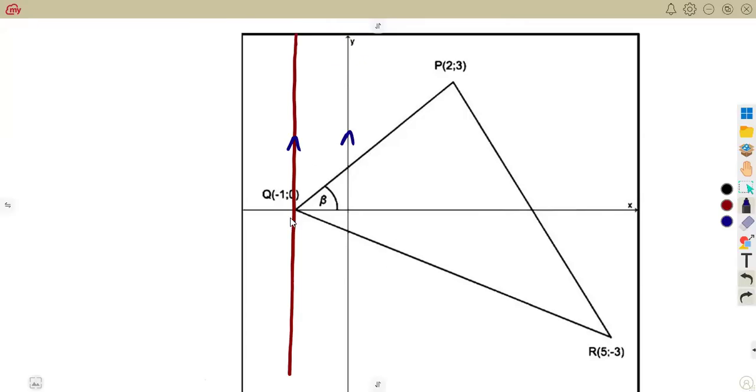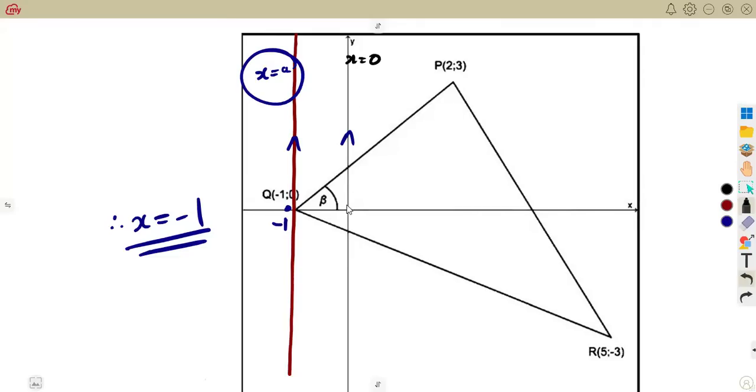So what will be the equation? The equation of the line that is parallel to the y-axis is given in the form of x is equal to, remember I talked about this type of lines, guys. X is equal to, what is the value of x there at Q? X is -1. So therefore our equation is x is equal to -1. This is the equation of the line, the value of x at that point. That is why, what is the equation for the y-axis? X is equal to 0.